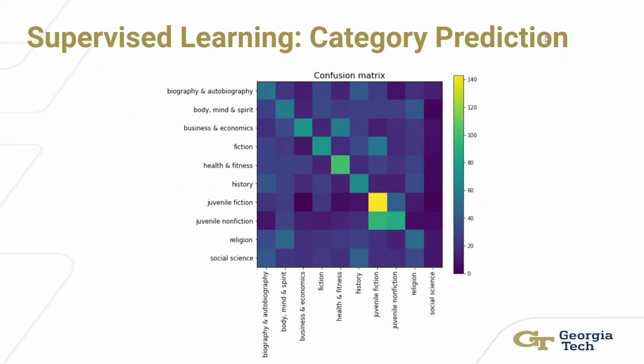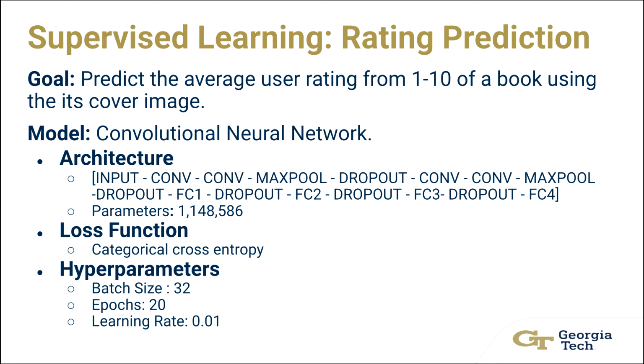If we look at the confusion matrix, our model often confuses juvenile fiction for juvenile nonfiction and vice versa, which makes sense because they are arguably the two most similar categories. It also has a hard time properly classifying social science books, which may be because social science has many similarities with several of the other categories.